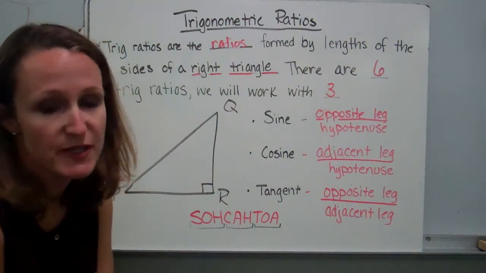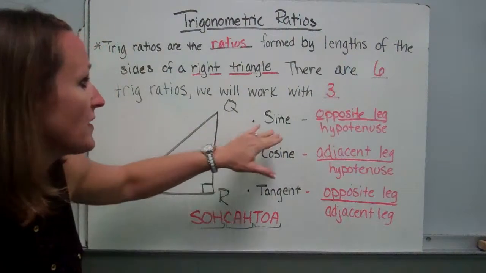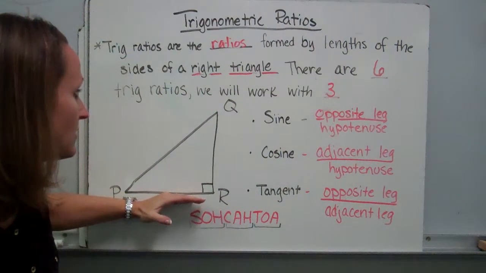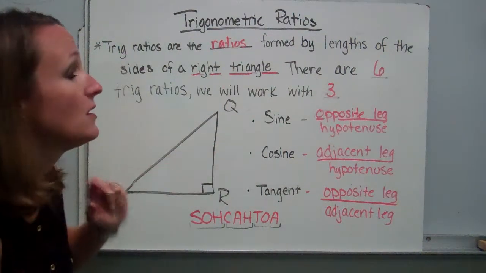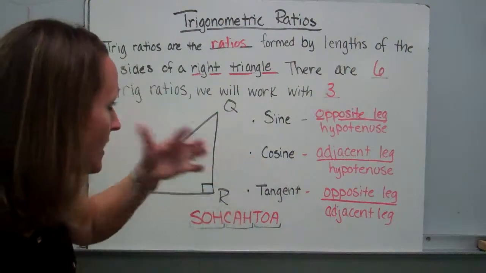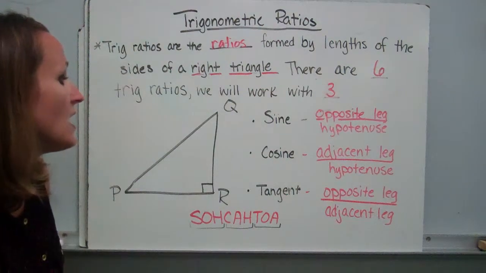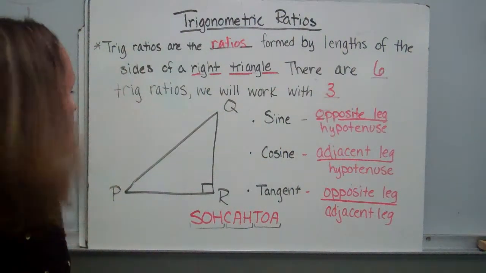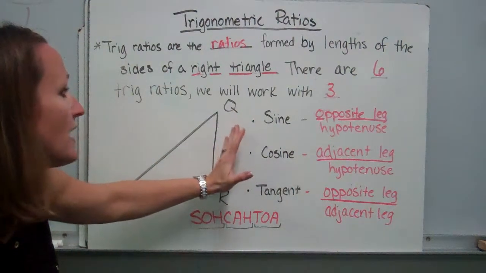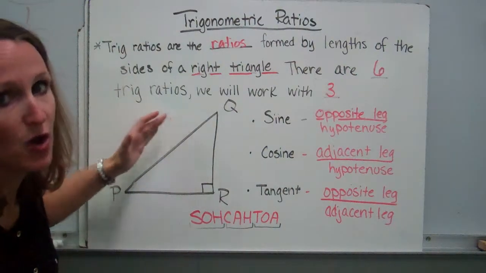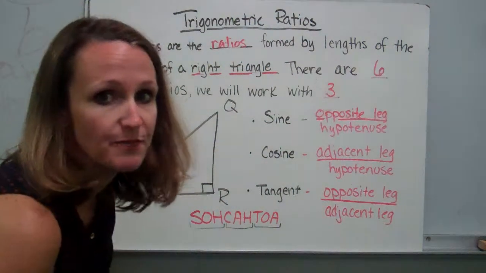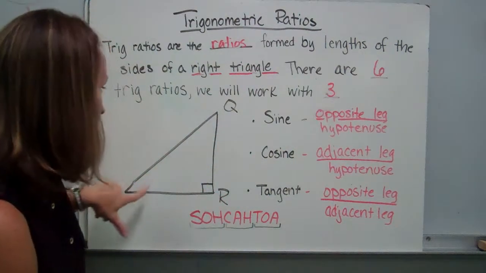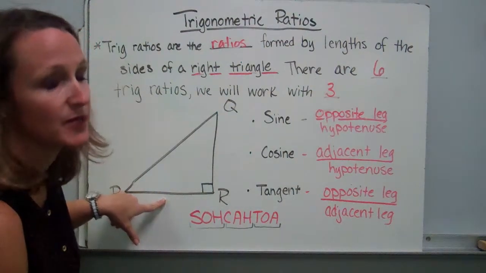And there are specific definitions that you need to remember when dealing with the trig ratios. The sine is the opposite leg over the hypotenuse. The cosine is the adjacent leg over the hypotenuse, and the tangent is the opposite leg over the adjacent leg. By opposite leg and adjacent leg, I'm talking about from the angle. So if we're talking about angle P, this is your leg opposite of angle P, and of course this is your hypotenuse. The hypotenuse is always the diagonal line that's opposite of your right angle. So if we're looking at angle P, this would be your opposite leg because it's opposite of angle P, and this would be your adjacent leg because it's adjacent to angle P.